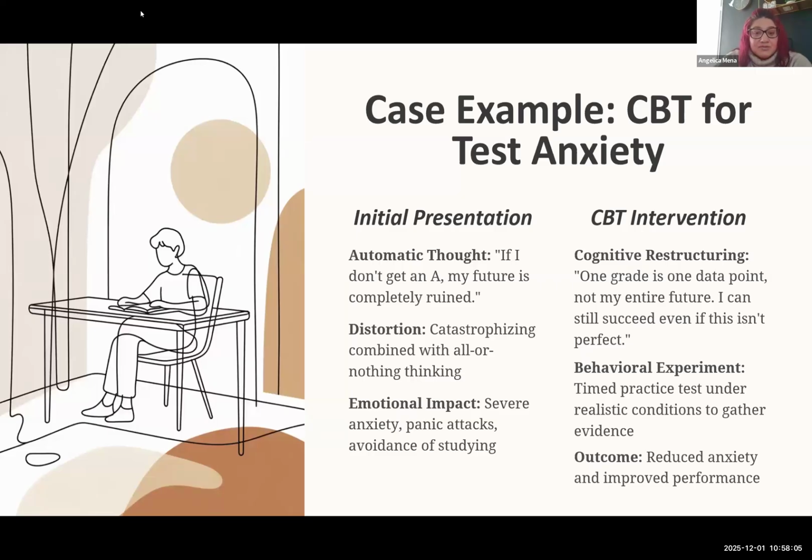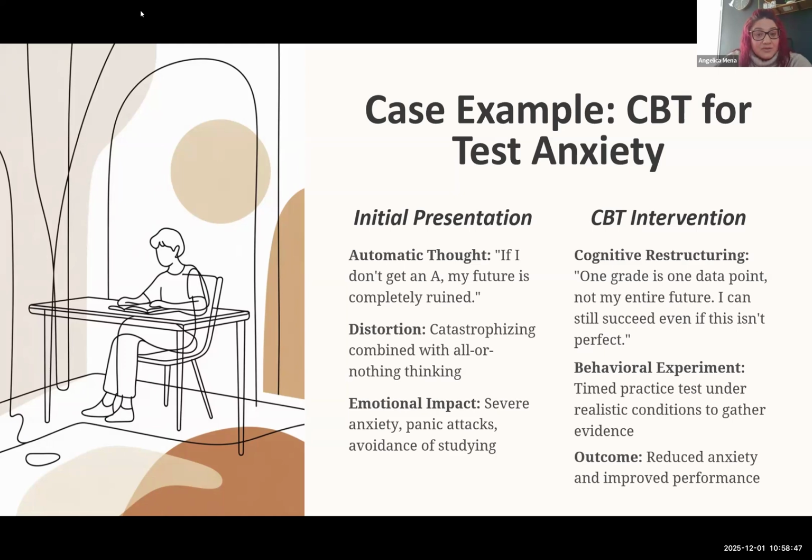So what we would do from a CBT intervention is restructure those thoughts. We would say something like, hey, one grade is just one data point, and it doesn't define your entire future. You can still succeed. We want to restructure those thoughts so they're not so black and white: I'm either perfect or I'm a failure. Whoa, that's really black and white. And we want to help them not to catastrophize, like, I didn't get an A and now my life is over, I'm never going to get a job. That's very much catastrophizing.